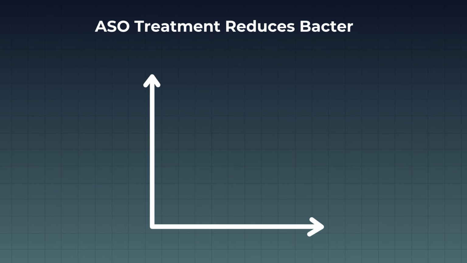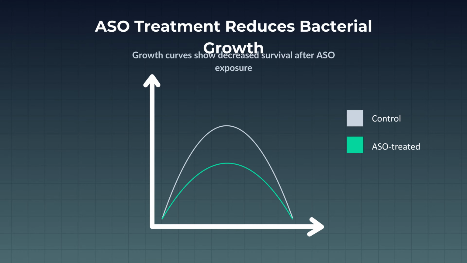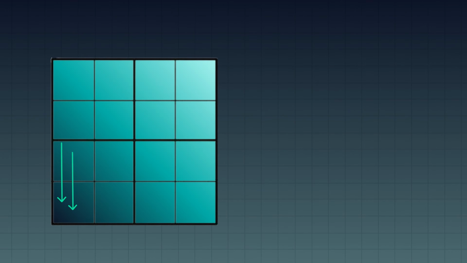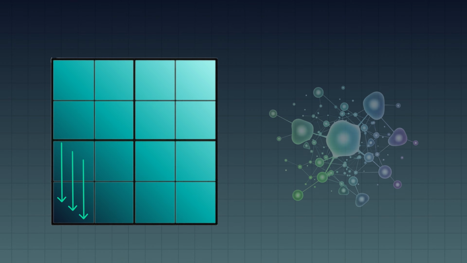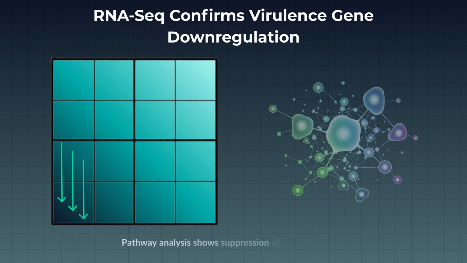Our results show that antisense oligonucleotide treatment significantly reduced bacterial growth as seen in the survival curves. We also observed a marked decrease in the expression of SPI7 regulated virulence genes, which can be justified via bioinformatic or pathway analysis as well, and it confirms that our antisense oligonucleotides successfully silence their RNA targets.